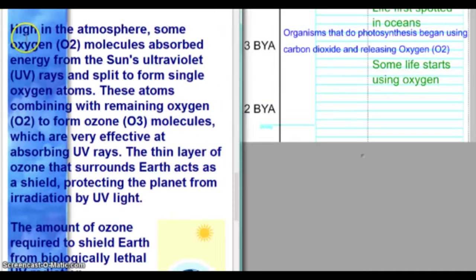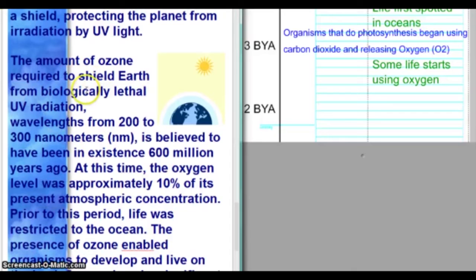In our notes, high in the atmosphere, some oxygen absorbed energy from the sun's ultraviolet UV rays and split to form single oxygen atoms. These atoms combined with the remaining oxygen to form ozone molecules, which are very effective at absorbing UV rays. The thin layer of ozone that surrounds Earth acts as a shield protecting the planet from UV light.